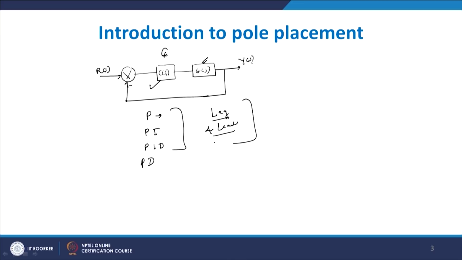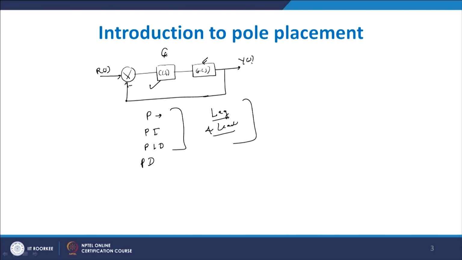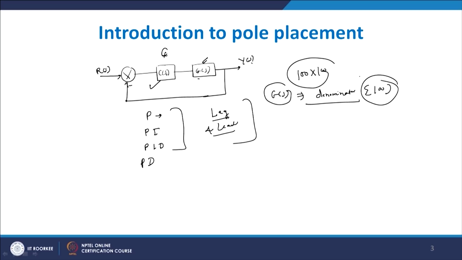So what is the problem with these controllers? Our purpose is to get the desired response, whatever our objectives are that need to be achieved. We will find that if this G(s), the plant, is of very high order, let us say a 100th order plant, where the denominator order is 100, and you design a PID controller, can we get satisfactory results? Result means what?